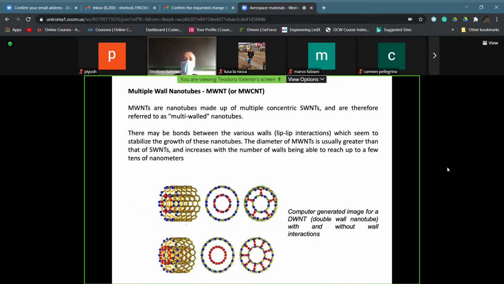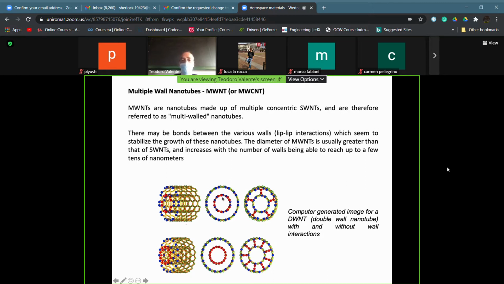But going to the other possibility, that is the multiple-wall carbon nanotubes, you see here, very simple, scientifically speaking, because they are made of multiple concentric single-wall carbon nanotubes. For this reason, they are called multi-wall. And there can be the case, these are computer-generated images, in which the various walls can be bonded through van der Waals interactions, or the case in which these bonds do not exist.